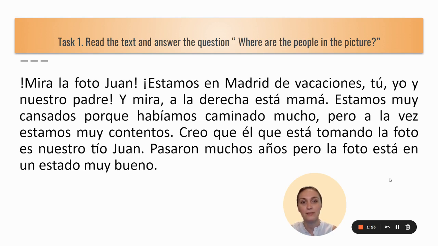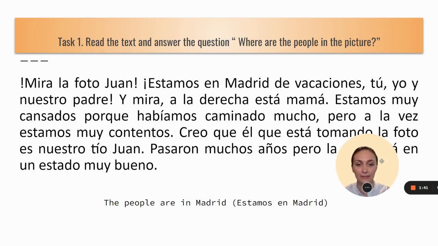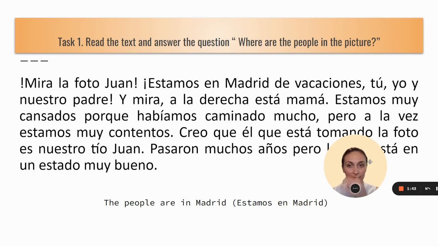So this is your text. Now, the question is, where are the people in the picture? We're supposing that they are looking at a picture, okay? Now, I will show you the answer, okay? So, the people are in Madrid. Estamos en Madrid, okay? Good.